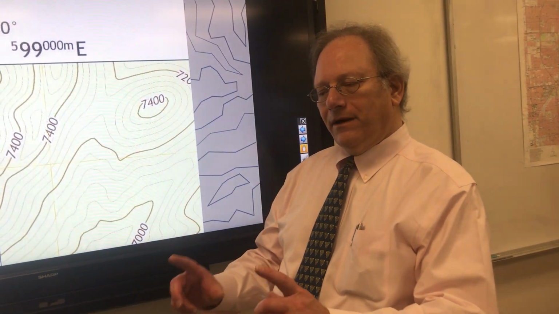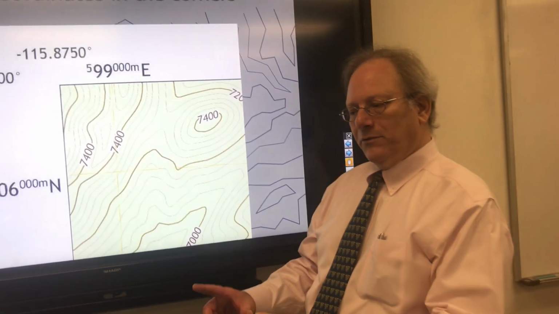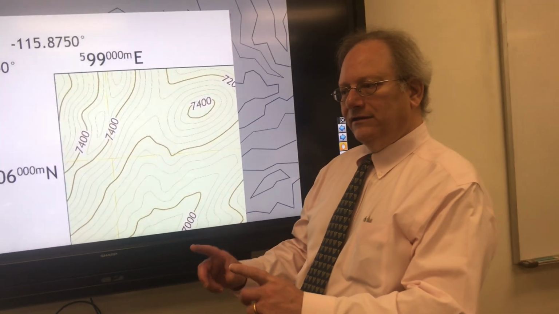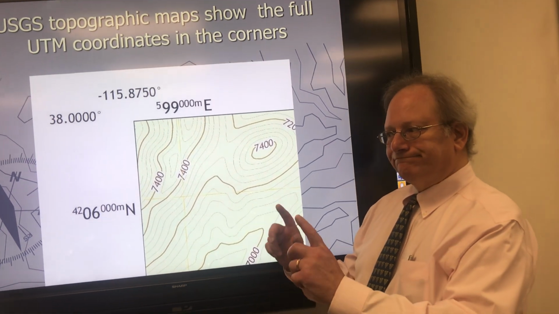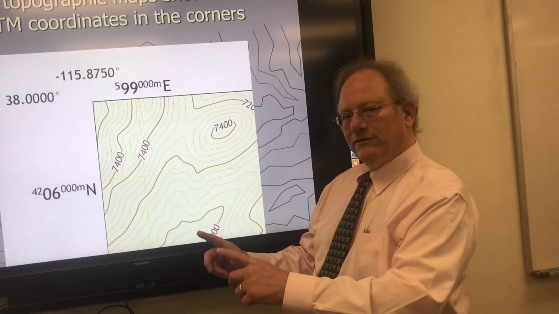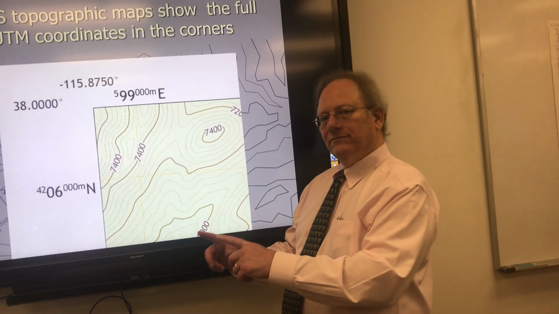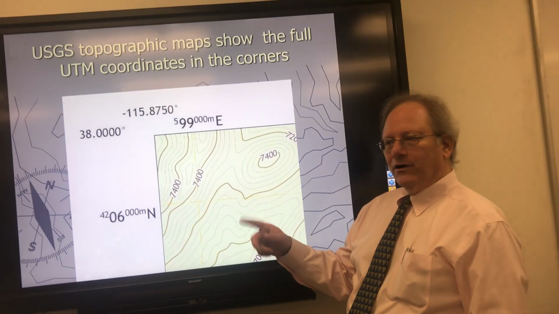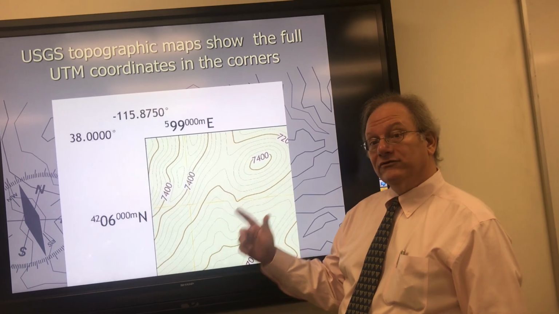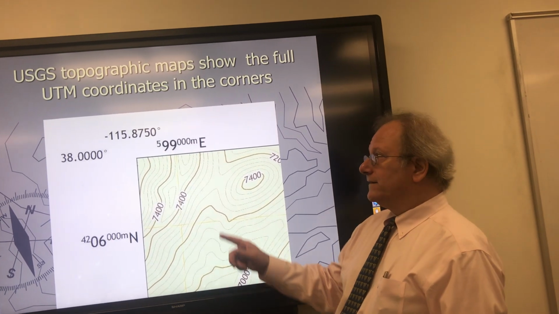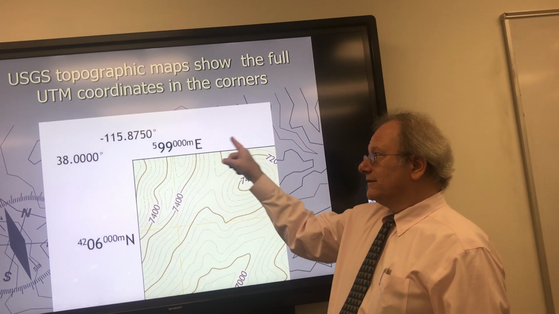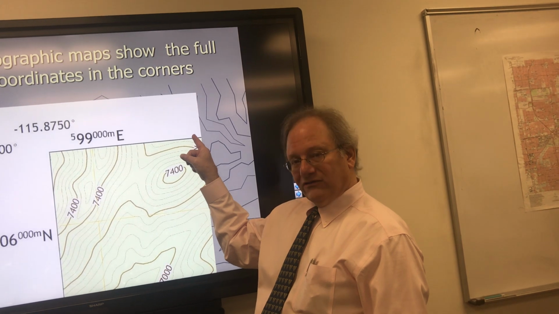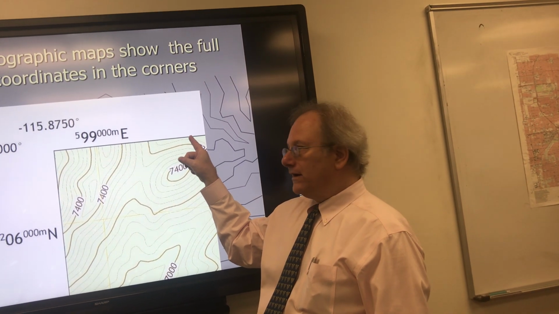599,000 meters, right? Now, if you look in the bottom left corner of a USGS topo map, as we will in a minute, you'll see that they've marked the 1,000 meter tick marks at the 1,000 meter intervals of the UTM system. So they don't mark every meter, they mark every 1,000 meters, which is every kilometer. So this is 599,000 meters east. The next one is going to be 600,000 meters east.